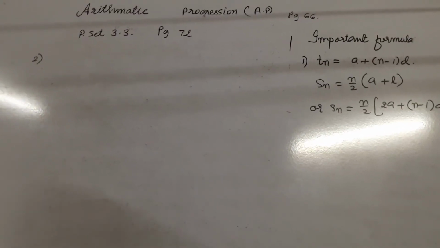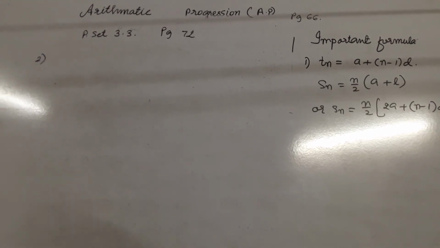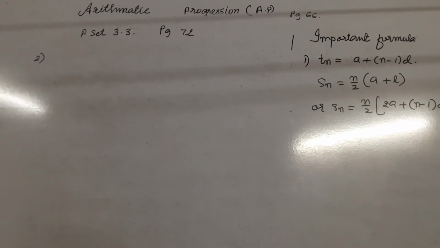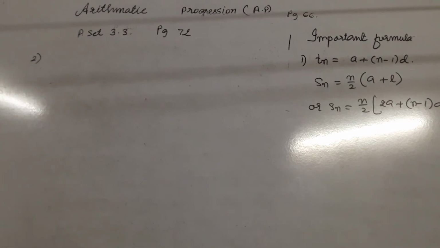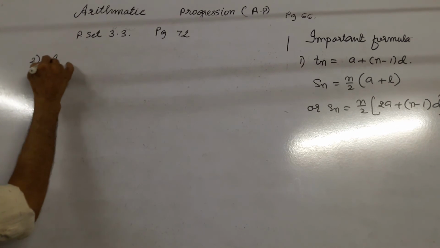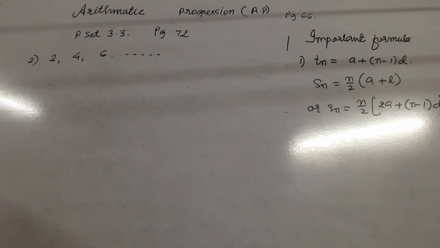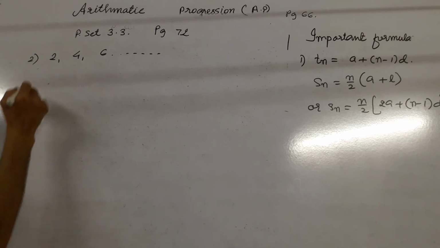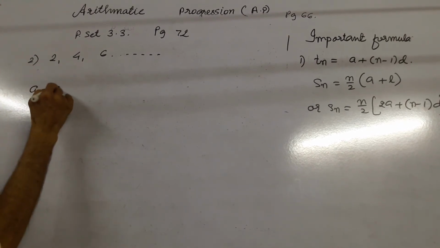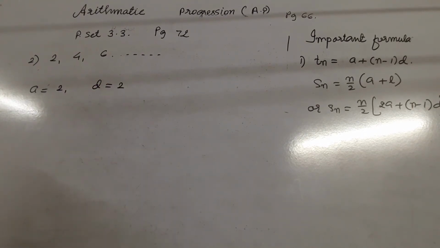In fact, now let us take practice set 3.3, page 72. The first sum is just fill in the blank, you try. Let us take the second sum. Find the sum of the first 123 even natural numbers. We know the first even natural number is 2, then 4, 6, and in this way up to the first 123. So A is equal to 2. The common difference is also 2.